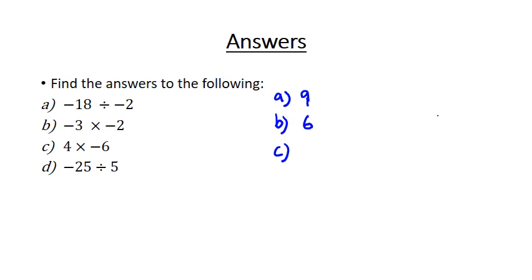C. We have a positive number 4 times by a negative number 6, so I know straight away my answer is going to be negative. 4 times 6 gives me 24. And D. We have a negative number divided by a positive number, therefore my answer is going to be negative. 25 divided by 5 is 5. So my answers are A is 9, B is 6, C is negative 24, and D is negative 5.